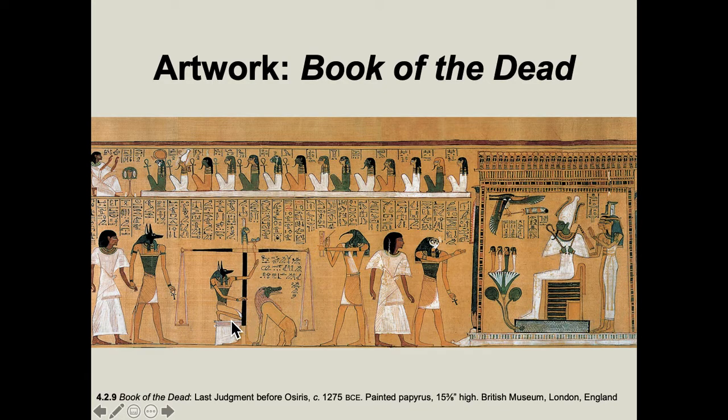Anubis, in another figuration, is the weigher. His heart is here in a canopic jar, perhaps, and then a feather is over here. His heart, meaning his soul, is lighter than the feather, so he's good to go. He gets to go into the afterlife in a good way, and he's proven worthy.